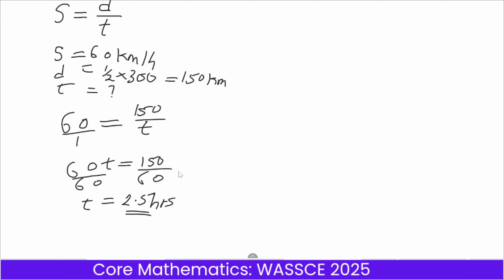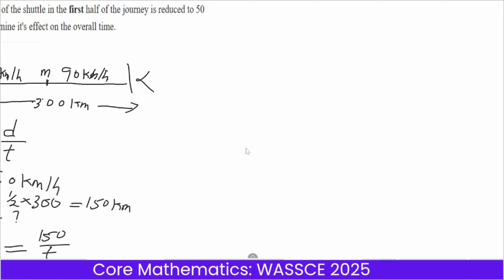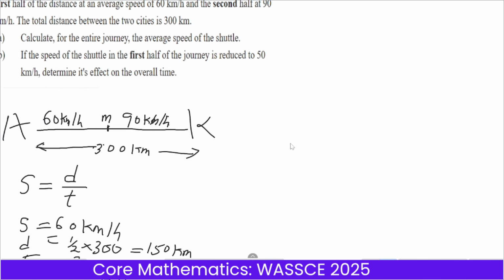Again, we will have to do the same procedure for the second part of the solution. The second part says that after the shuttle got to the middle of the journey, the distance remaining was 150 because it has covered half of the journey, which is 150. And when the distance remaining was 150, what did the shuttle do? The shuttle increased its speed to 90 kilometers per hour, but we still don't know the time it uses to cover the remaining part of the journey.